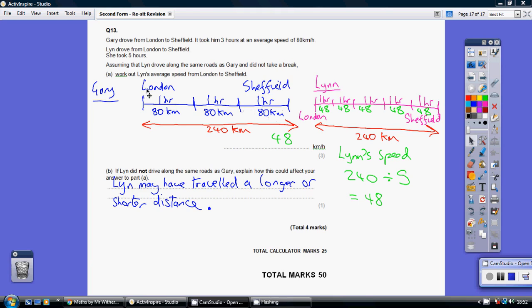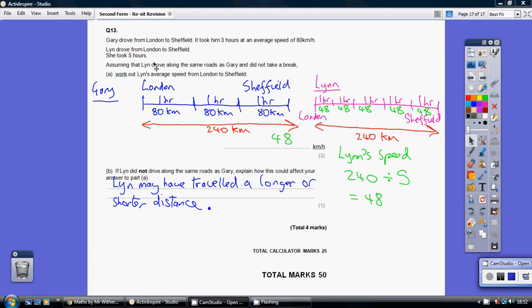So how far is it from London to Sheffield? 80 add 80 add 80, 240 kilometers. We have established that the length of the drive from London to Sheffield, the distance, is 240 kilometers. So let's consider Lynn. She's also going from London to Sheffield, same roads. She's also going 240 kilometers.